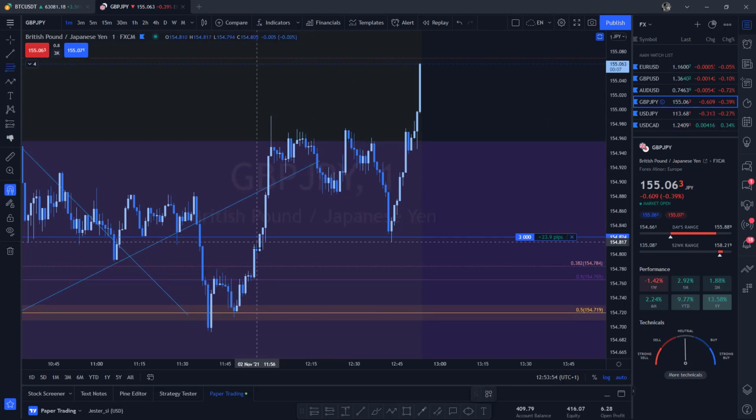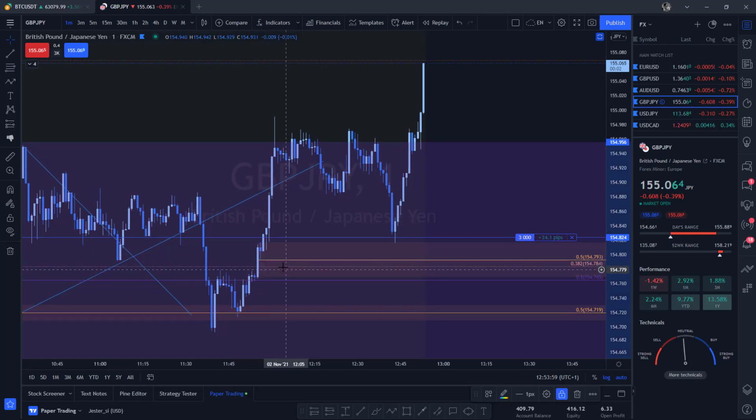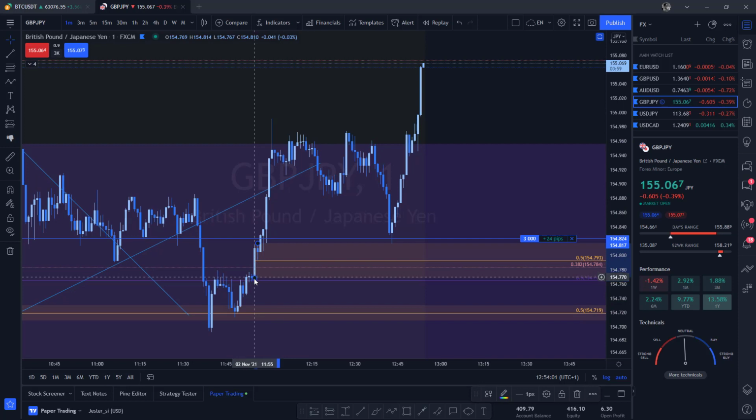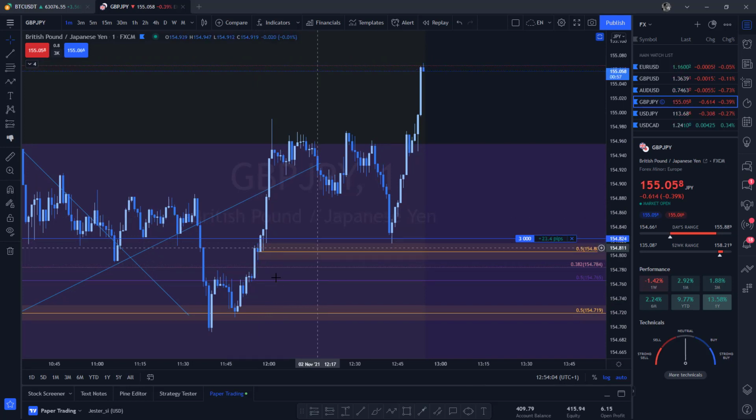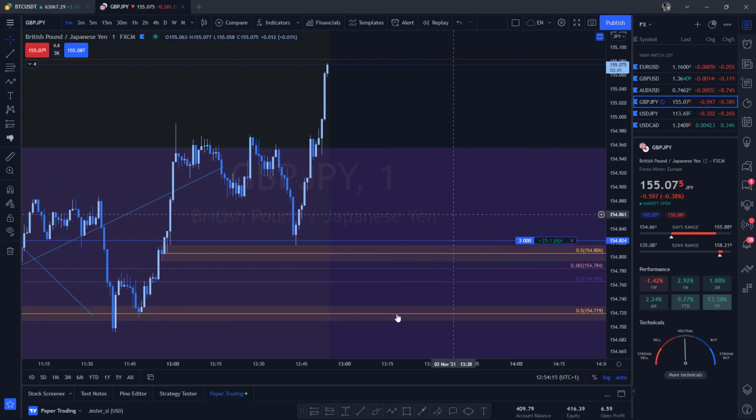Okay, so this is the last 1 minute. Sorry. This is the last 1 minute sell to buy, and the entry was a pending order just below the zone, accounting for the spread. Okay, and that's it.